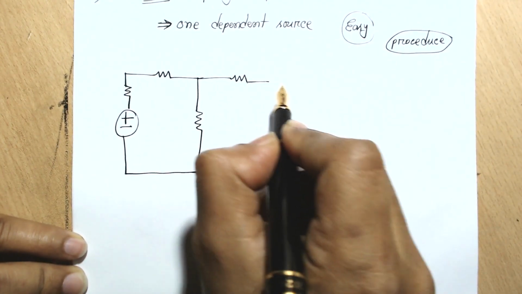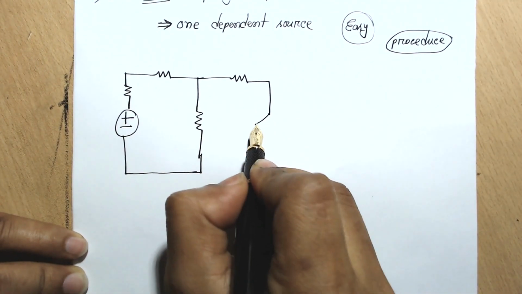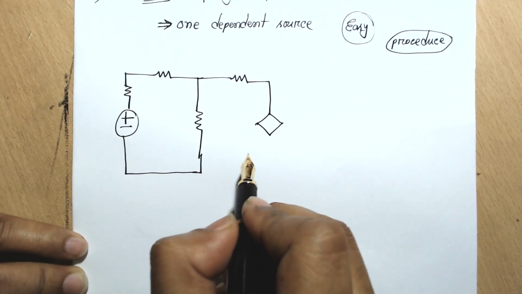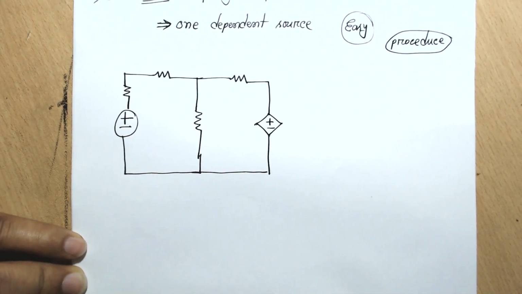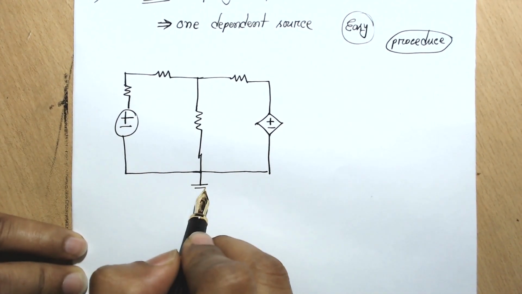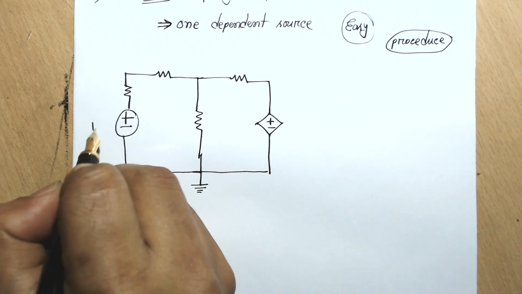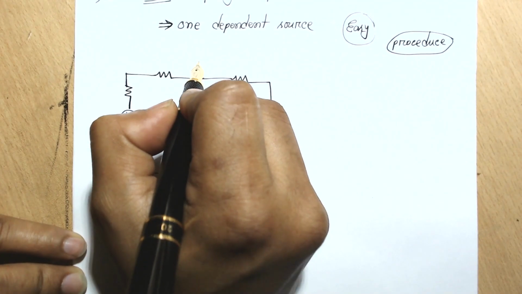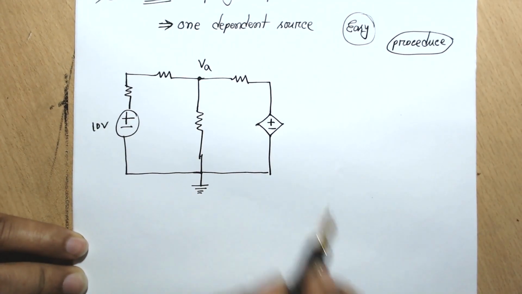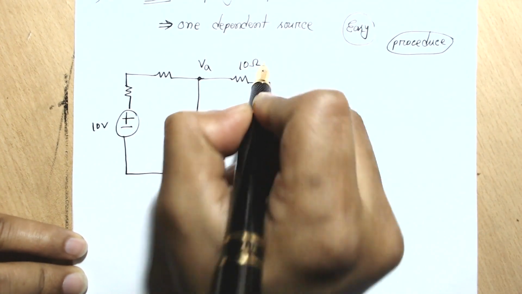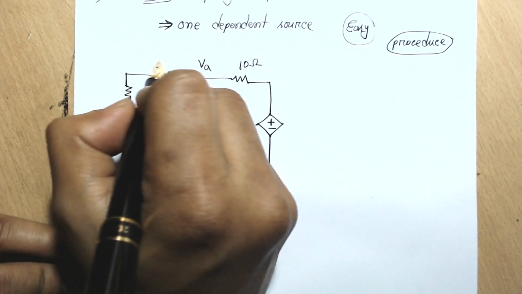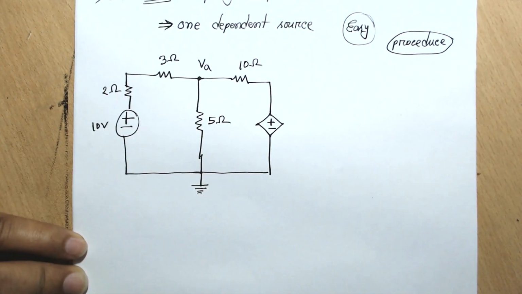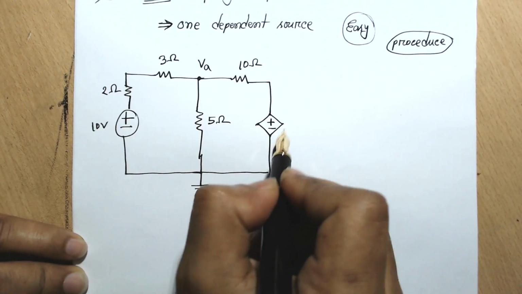So I guess you may already know the circuit, and a similar circuit was solved in your class. Let's say now this circuit has one dependent source, and this be our ground. Say this has a voltage of 10 volt. We have to find the value of, say, VA, the voltage of this terminal. The value of this resistance is 10 ohm. This be 5 ohm, and let's say the value of this resistance is 3 ohm, and this one is 2 ohm. And now let's consider that this is a current controlled voltage source.